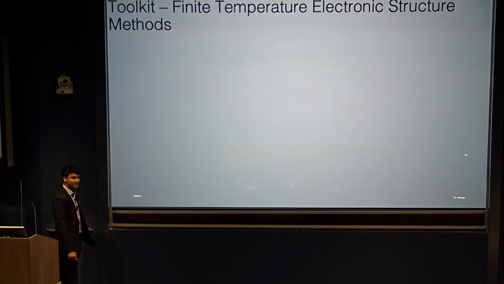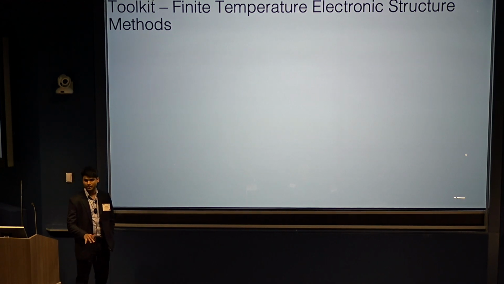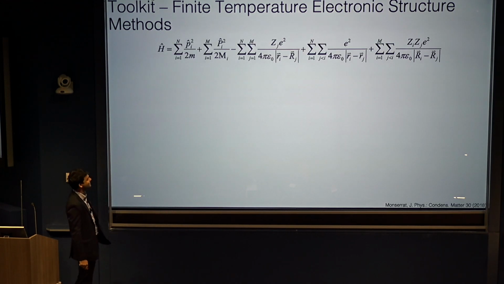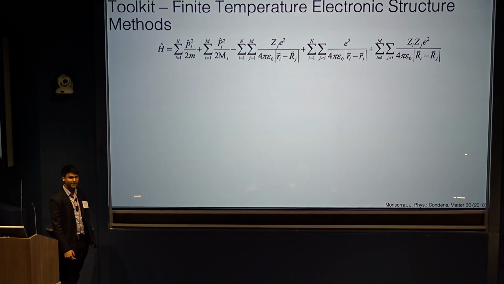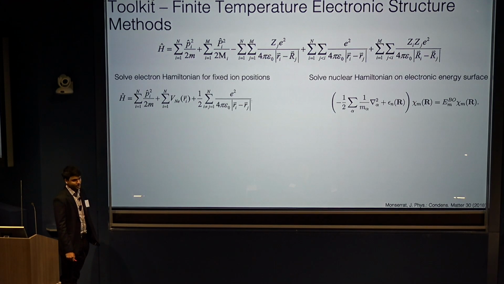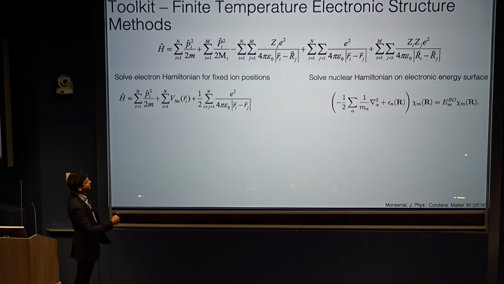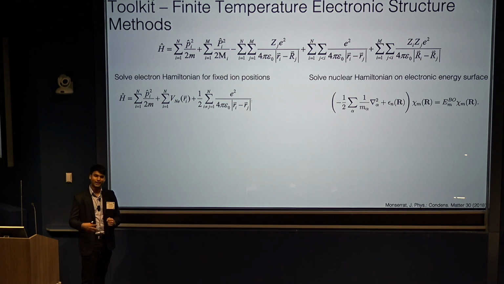So broadly speaking, when trying to study finite temperature effects on electronic structure in condensed matter systems, we bring back the old Hamiltonian, and we break it into two bits. What we do when we make this approximation, when we separate the nuclear and the electronic parts, is basically the same assumption as before, where we say the electrons are much lighter than the nuclei. So at every nuclear configuration, the electronic Hamiltonian diagonalizes that particular configuration.